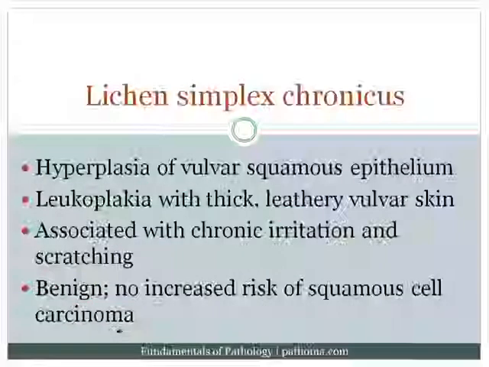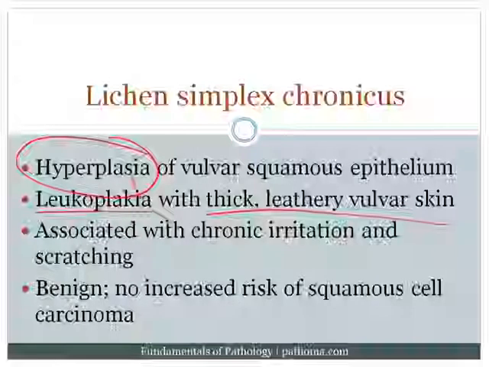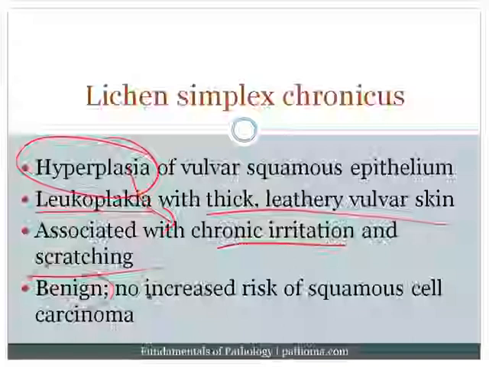Now, the other lesion to be familiar with when we talk about lichen sclerosis is sort of the opposite, and that's called lichen simplex chronicus. And this is, instead of thinning of the skin, you actually get thickening of the skin, so that the patients have leukoplakia, which is a white patch, but when you do an examination, you notice that there's thick, leather-like vulvar skin. And this is due to a hyperplasia of the squamous epithelium, and the reason you get hyperplasia is because there's chronic irritation and scratching. This is benign with no increased risk for squamous cell carcinoma.